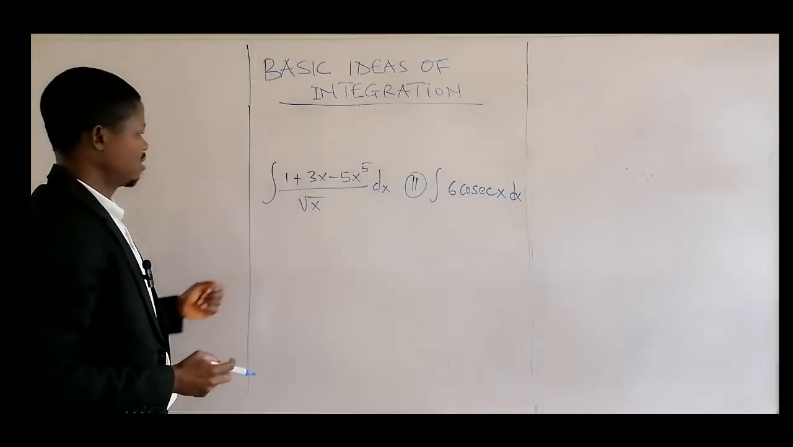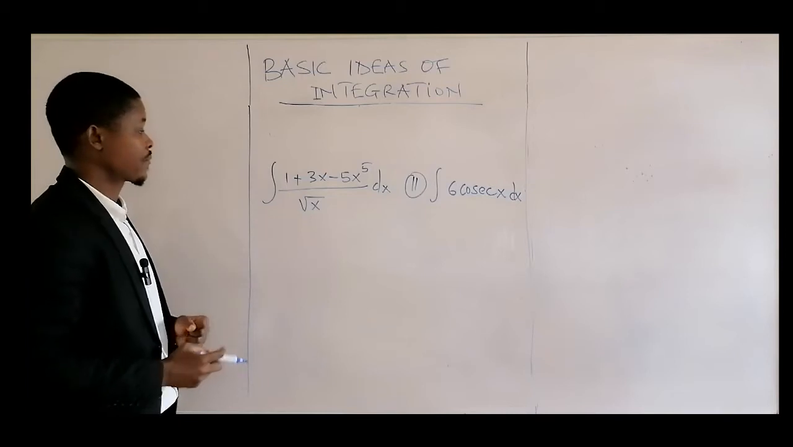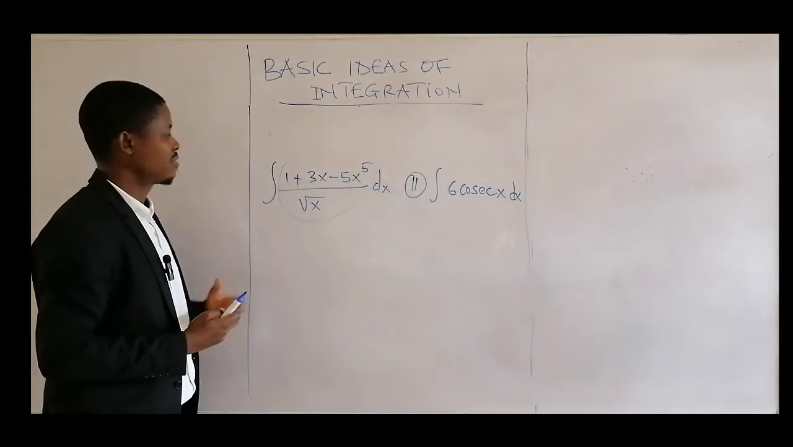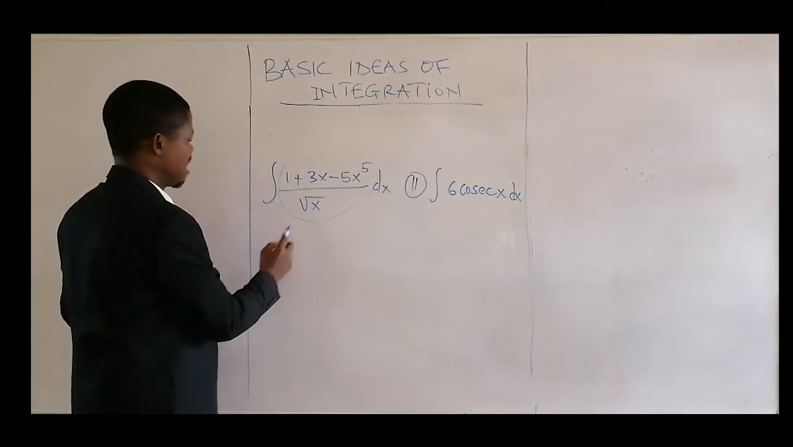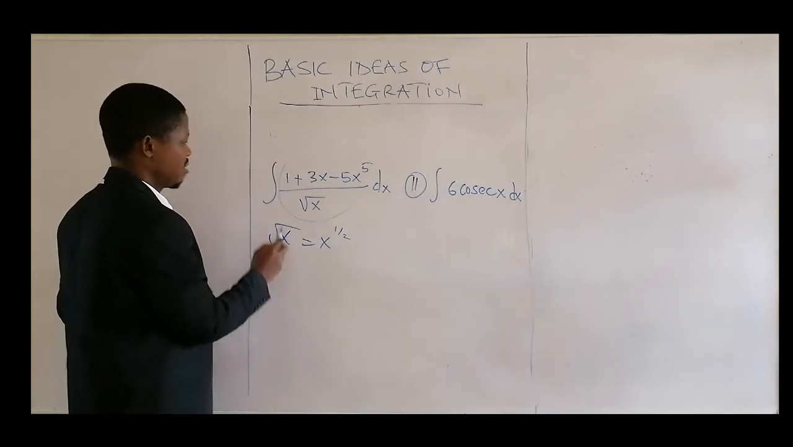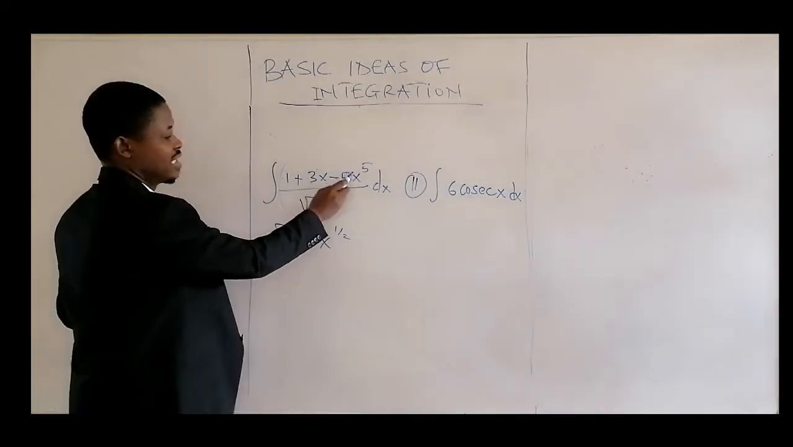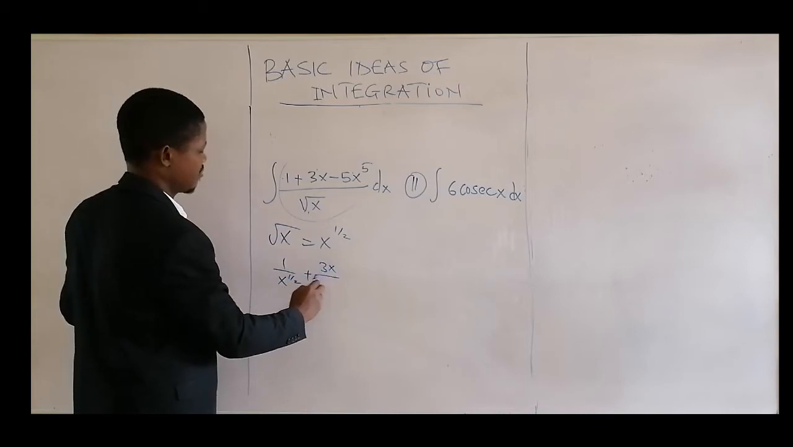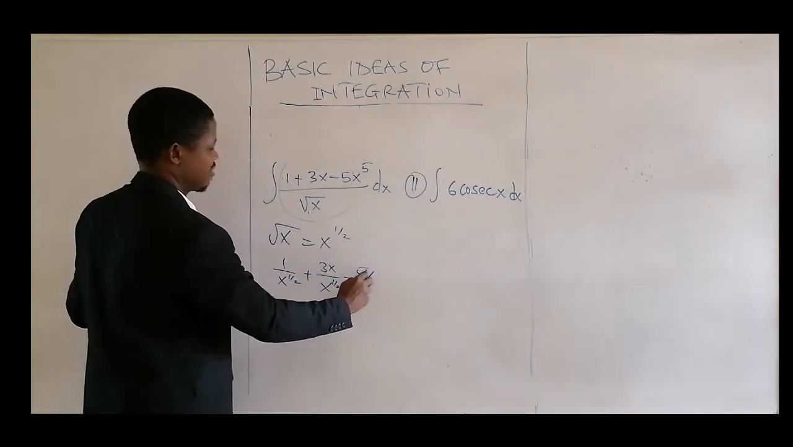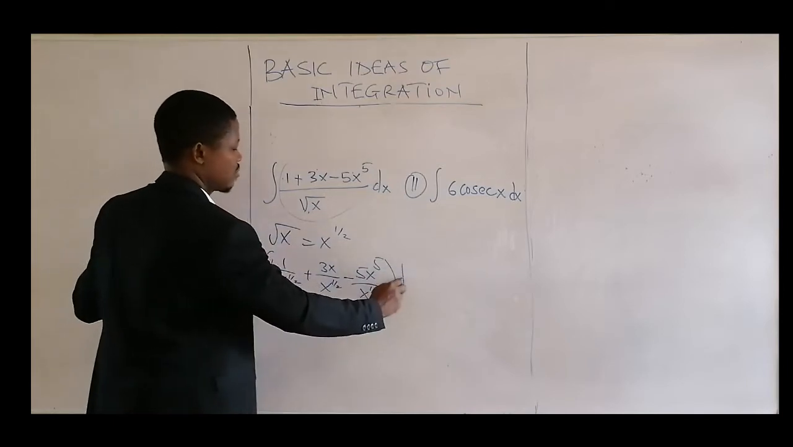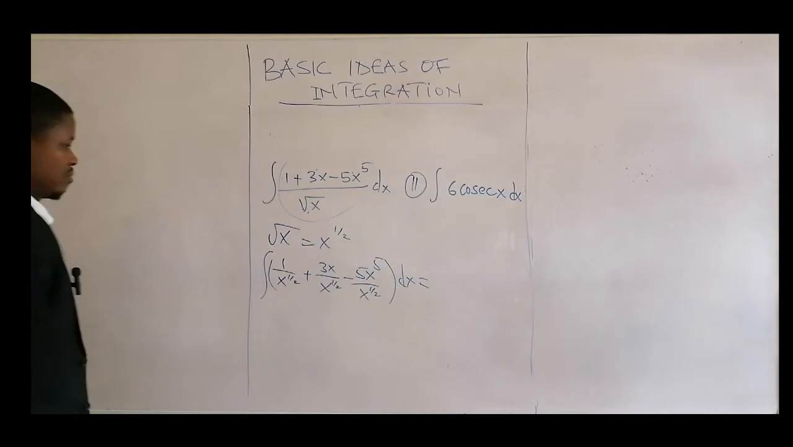So the next question we have is this one and the other one. For the first one, before we can integrate, we need to play with the algebra. We can't integrate straight away like that. We need to simplify the algebra. The root of x is x to the half, so we're having 1 over x half, plus 3x over x half, minus 5 over x half. That's step 1. I've not done anything; I just did the algebra without the integral.